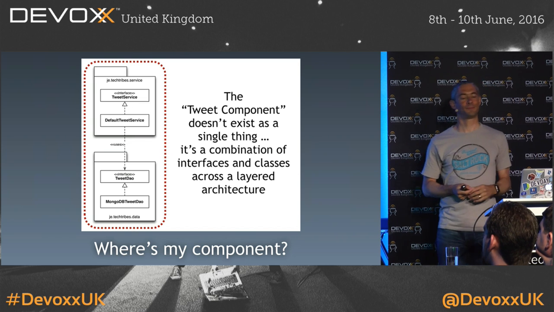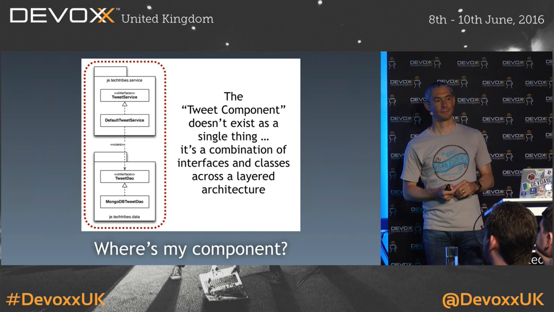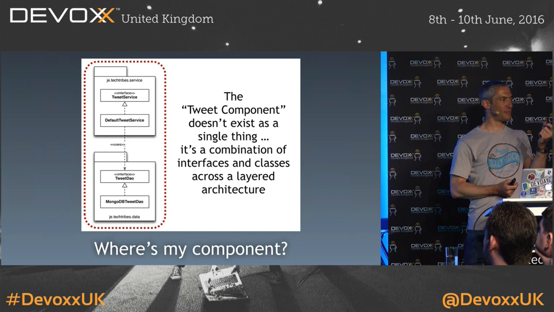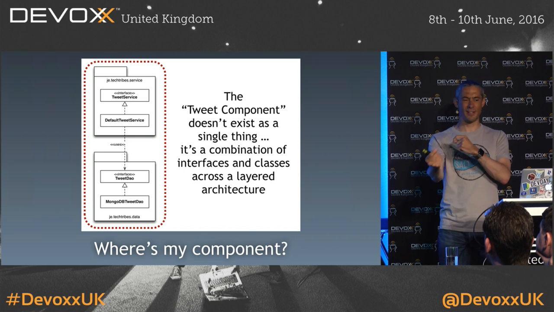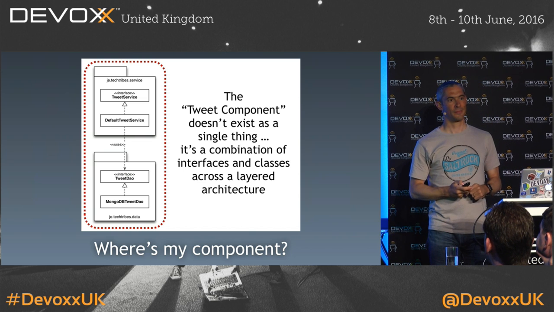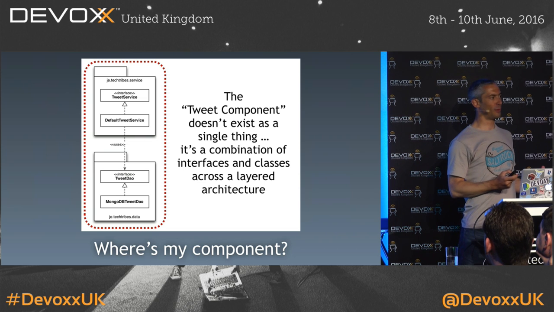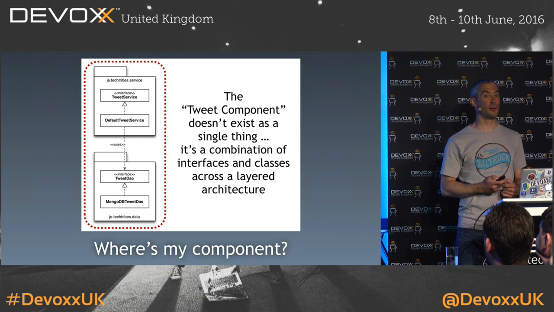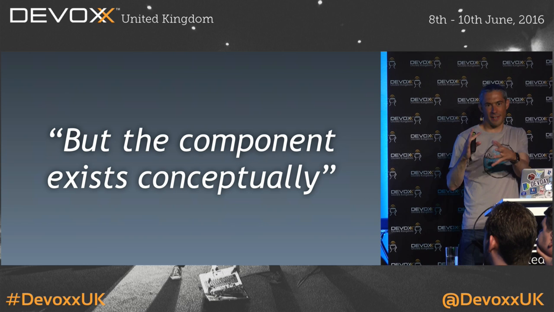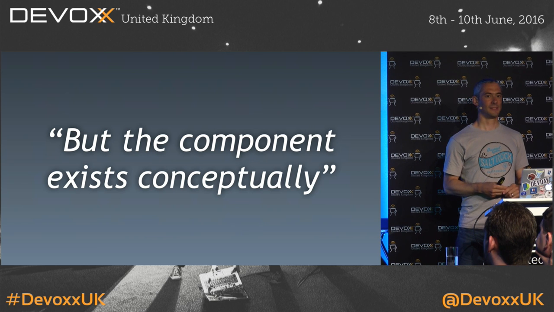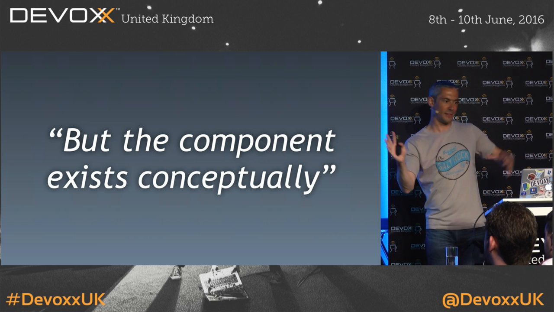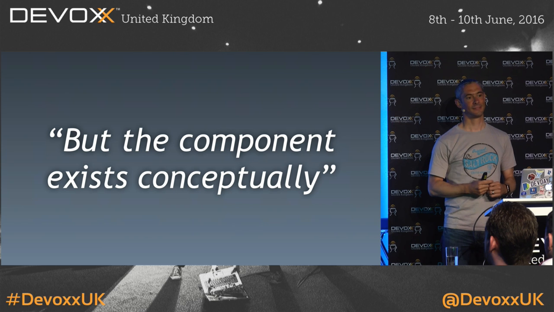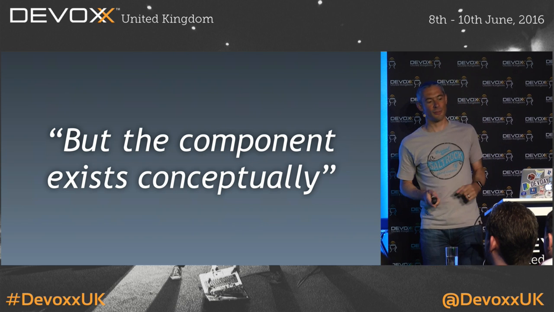It's a conceptual thing. And this is where we make that odd, uncomfortable jump between architecture and code. The architecture diagrams say one thing, the code kind of says something different. Whenever I'm in my architecture workshops and I point this out to people on their own code bases, they say things like, yeah, but the component exists conceptually. I'm like, well, I agree, but it's a bit confusing because you have this diagram here and the code here and they don't match. And that's the problem essentially I'm trying to solve here.